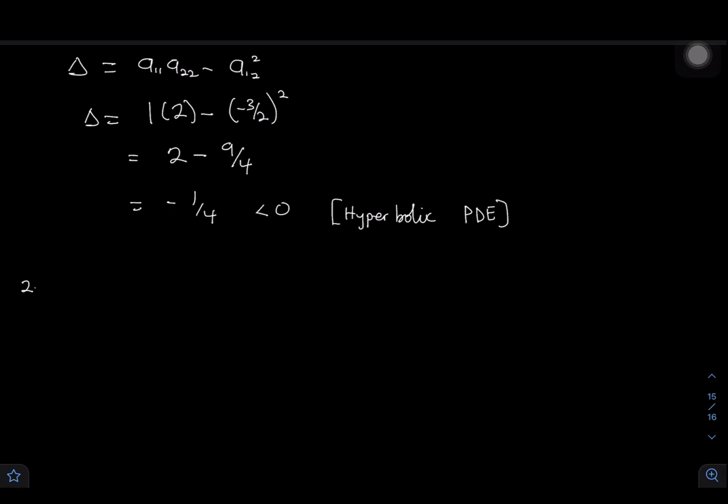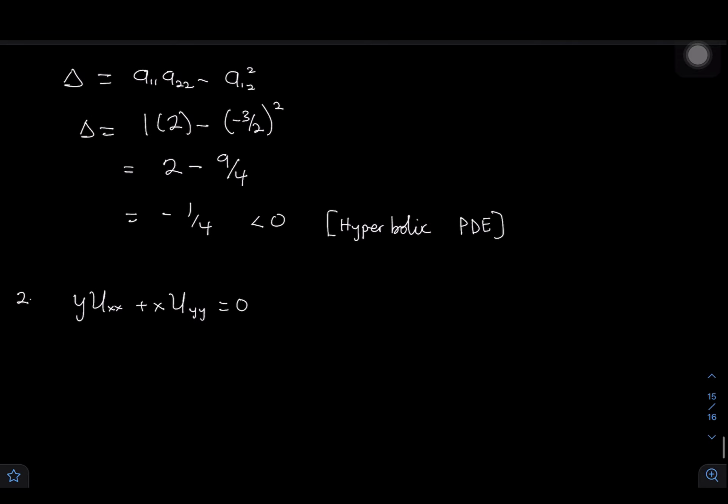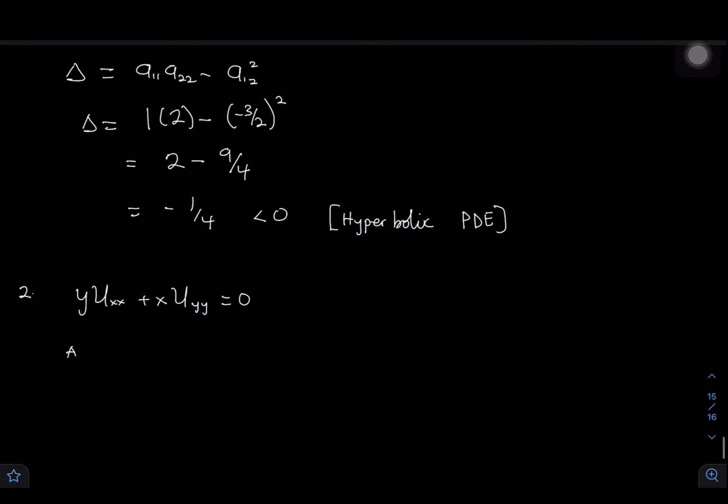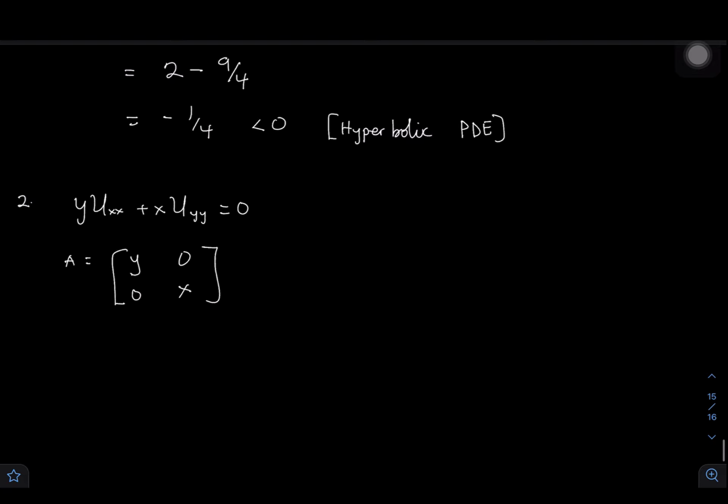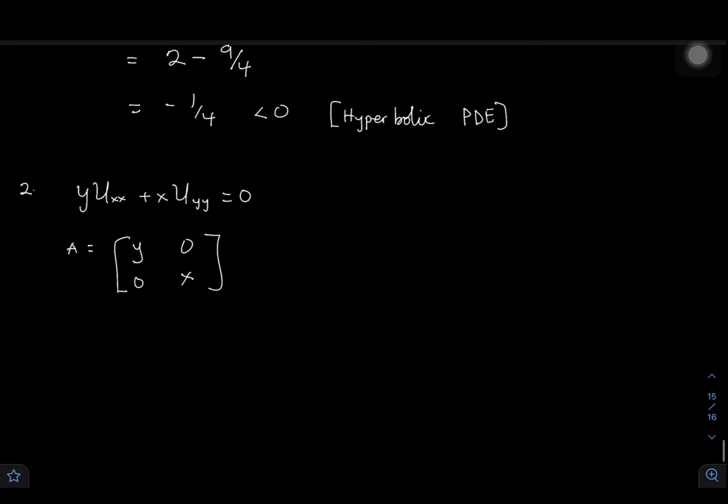You have y uxx plus x uyy equals 0. So here your a is going to be y and x, and these are going to be zeros, because you don't have any mixed derivatives in here. Actually, it's just a derivative of just one of the space variables.